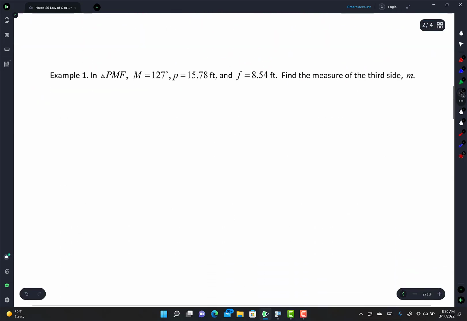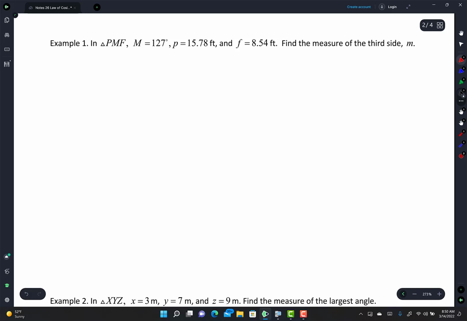So how do we use it? None of my triangles are to scale, so I'm going to put not to scale. Does everyone have a calculator? Make sure your mode is in what mode? Degree. So here we go.